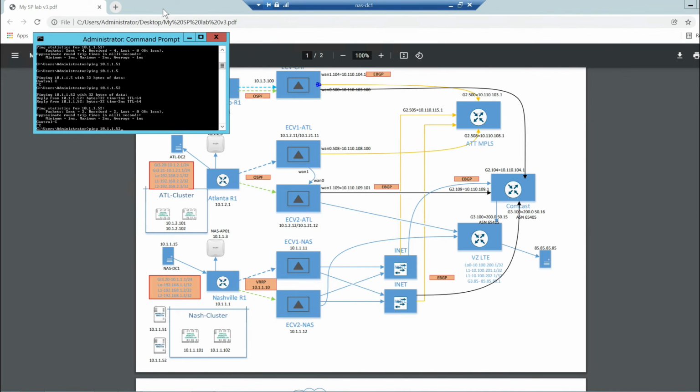Can I ping that one? 2.1. Yes, I can ping that one. Well, how is the traffic going? Let's do a traceroute. 10.1.2.1. I should have done that with -d.